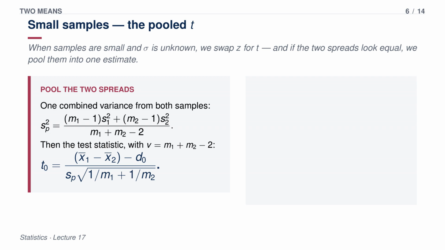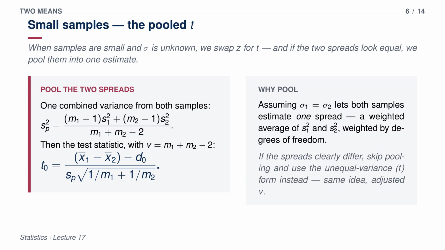Now shrink the samples. Small samples, sigma unknown. Last lecture, that combination took us from z to t, and it does again here. But with 2 small samples in one shared spread, we get to pool one combined variance, sp squared, m1 minus 1 times s1 squared plus m2 minus 1 times s2 squared over m1 plus m2 minus 2. Then the statistic is the same template, the difference minus d-naught over sp times root of 1 over m1 plus 1 over m2, with v equal to m1 plus m2 minus 2.